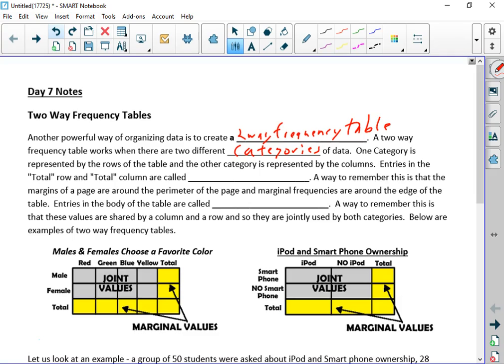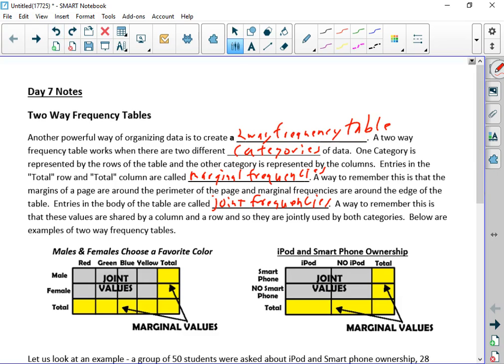Entries in the total row and total column are called marginal frequencies. A way to remember this is that the margins of a page are around the perimeter of the page, and marginal frequencies are around the edge of the table, on the margins. Entries in the body of a table are called joint frequencies. A way to remember this is that these values are shared by a column and a row, so they are jointly used by both categories.